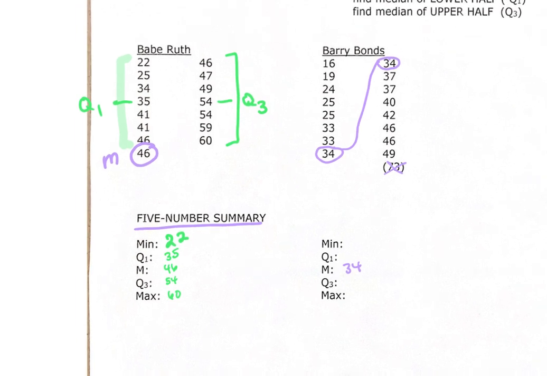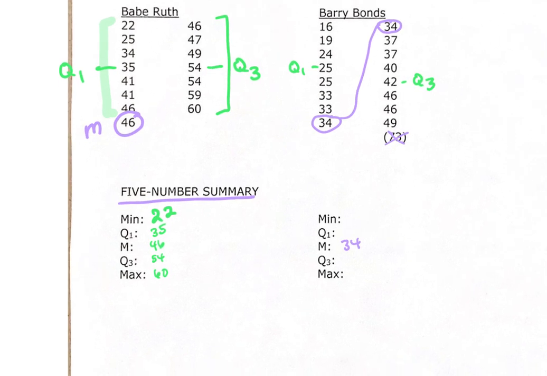Our quartile 1 for Barry Bonds, if we look at this list and we find just the middle here, is at 25, and then this 42. So min is 16, quartile 1 is 25, 34, quartile 3 is 42, and then our max is 49.